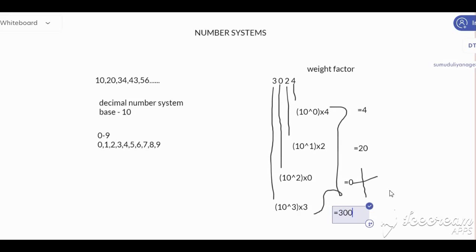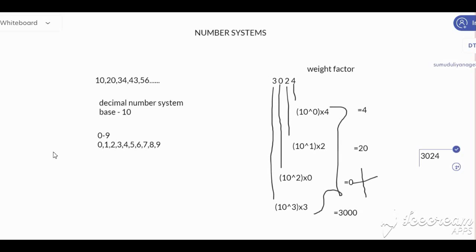So when you add these numbers together you get 3020. 3000 plus 20 is 3020, and when we add another 4 here the value comes to 3040. So this is how the value 2024 is made, right? And this is the decimal number system, and you should know this is not the only number system we have.